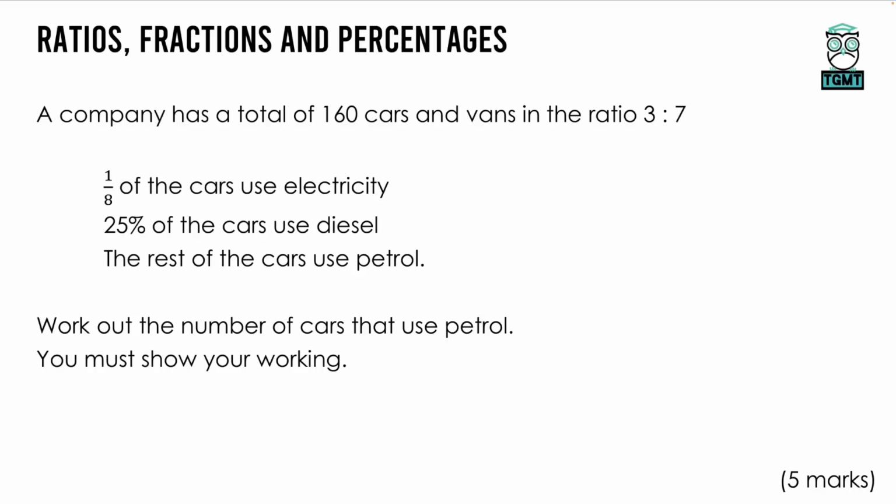Now to start with, if we just focus on this first line, it says that there are 160 cars and vans in the ratio 3 to 7. So to work out how many cars or vans there are, we're going to need to first split it in this ratio. It's quite a nice one here. They do add up to 10 parts, similar to a previous question. So when we split this into parts, we want to divide by 10. So 160 divided by 10 is equal to 16.